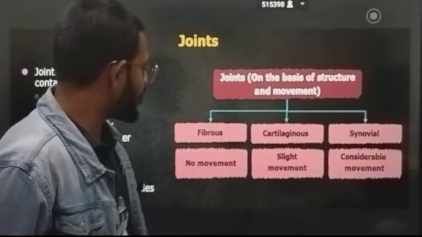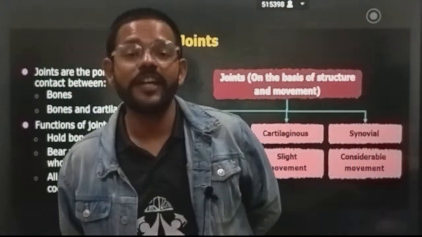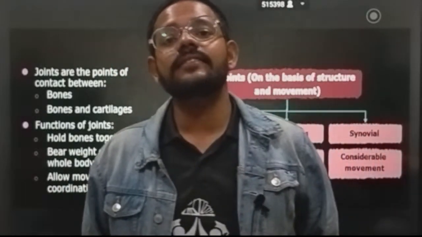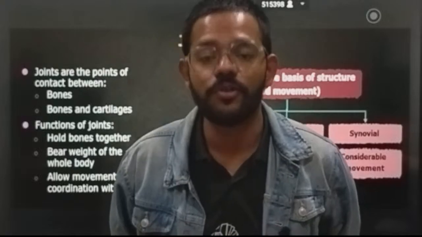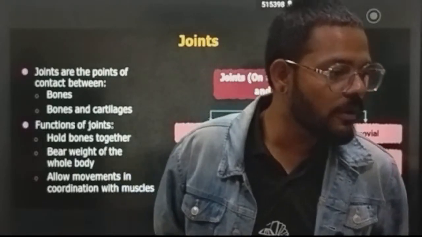So we are on joints. We have three types of joint: fibrous, cartilaginous, and synovial. Fibrous joints are immovable joints. They do not move. They do not have the power of mobility.